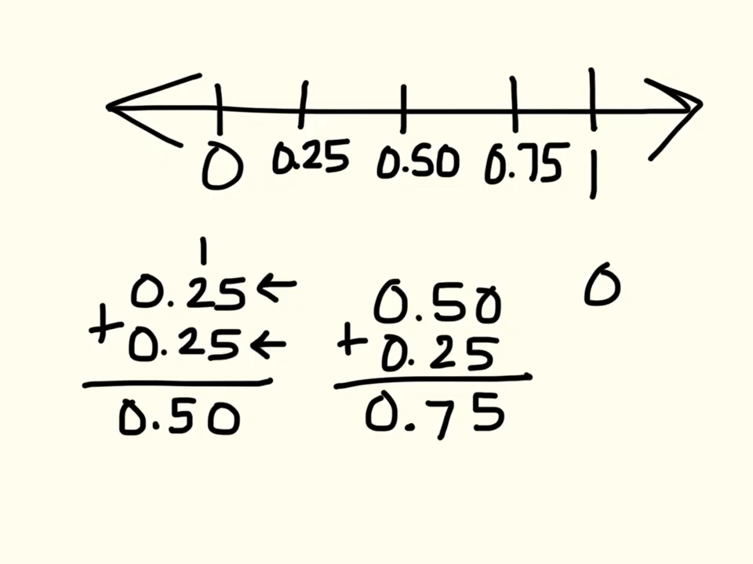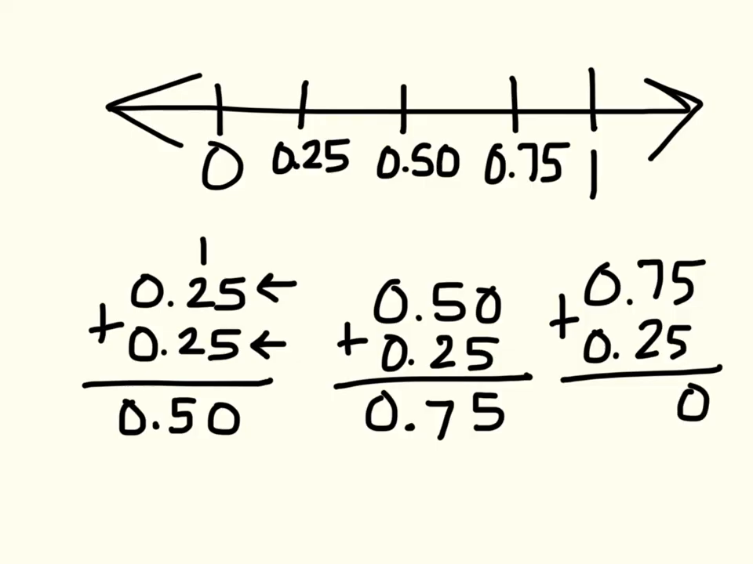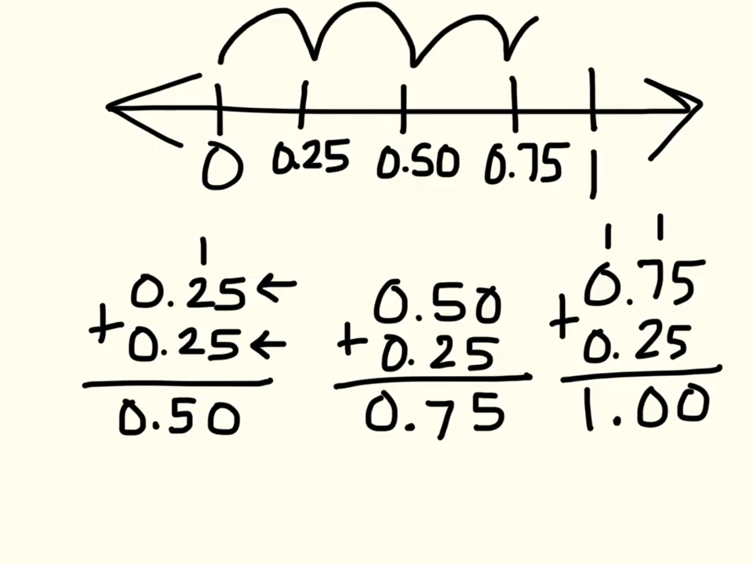And 0.75 plus 0.25, which is my interval, will give me 5 plus 5 is 10, carry my 1. 1 plus 7 is 8, plus 2 is 10, carry my 1. 1 plus 0 is 1, plus 0 is 1. Look, and there's my 1. So there are my intervals I need. We've gone up by 0.25, 0.25, 0.25, and 0.25. So we have 0.25, 0.50, and 0.75 between 0 and 1.